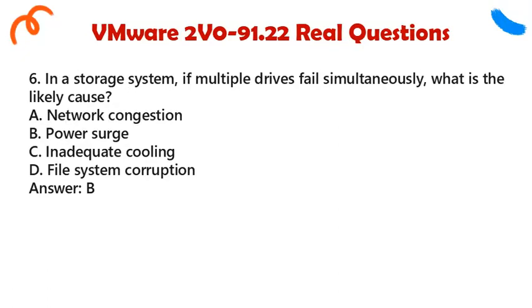6. In a storage system, if multiple drives fail simultaneously, what is the likely cause? A. Network congestion. B. Power surge. C. Inadequate cooling. D. File system corruption. Answer: B.